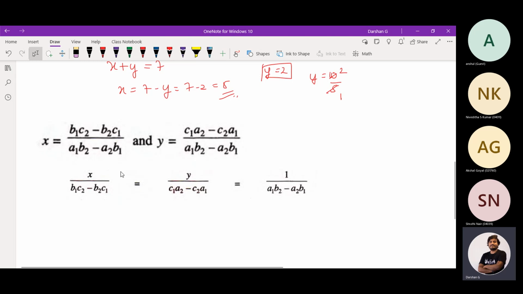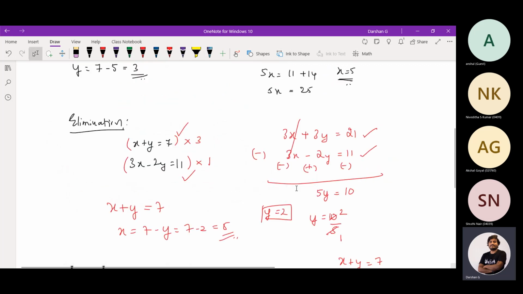We have to simply put this equation. So our equation is x plus y equals 7. So I can simply tell a1 equals 1 and b1 equals 1 and c1 equals, anybody with c1? 7. Is it 7 or minus 7? It is minus 7.